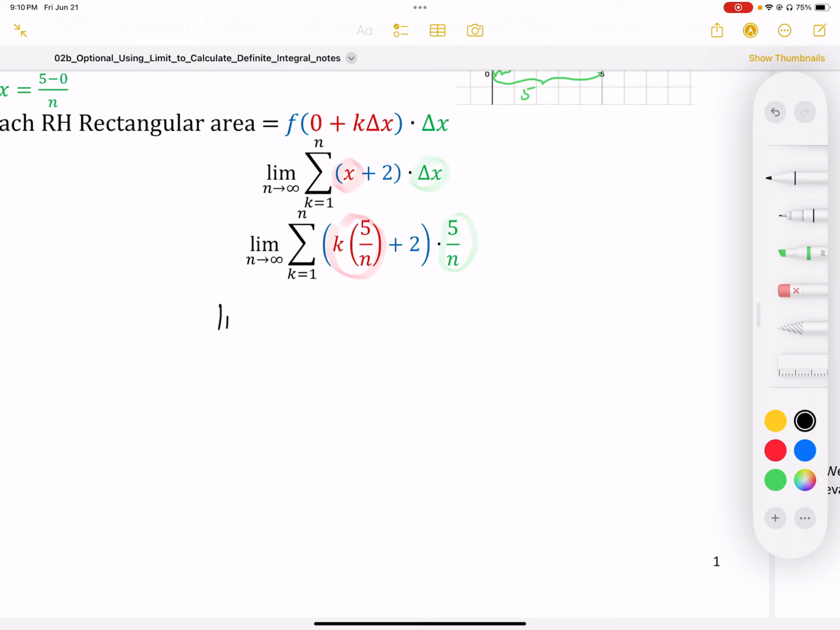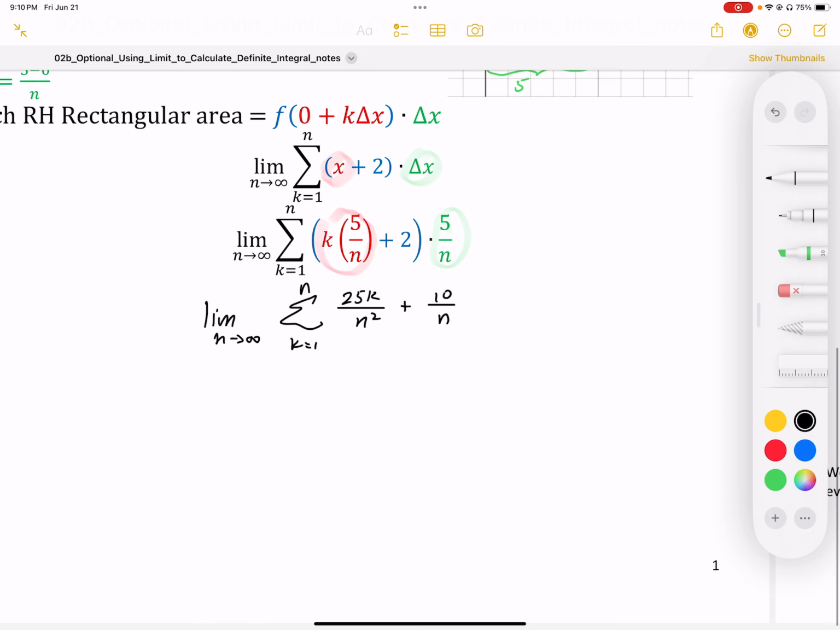So what I'm going to do first of all is simplify this expression. So n to infinity, I'm going to keep my sigma, k equals 1 to n. I'm just going to expand out these brackets. So I'm going to end up with 25k over n squared plus 10 over n. Okay, so this is just going to end up being this here.